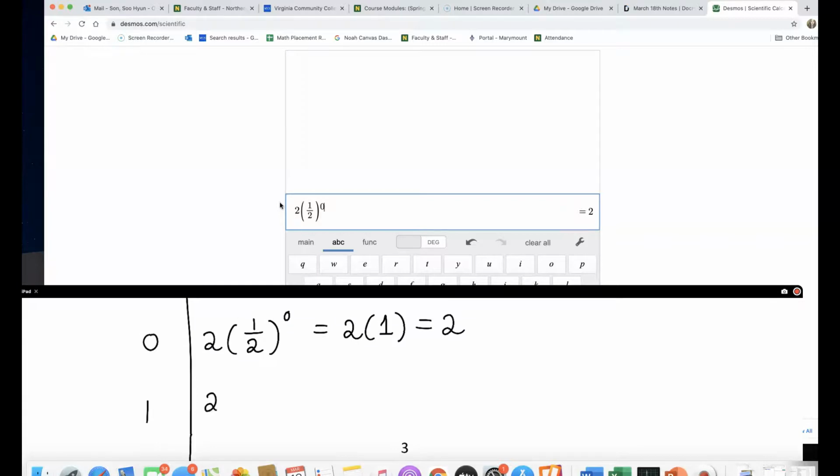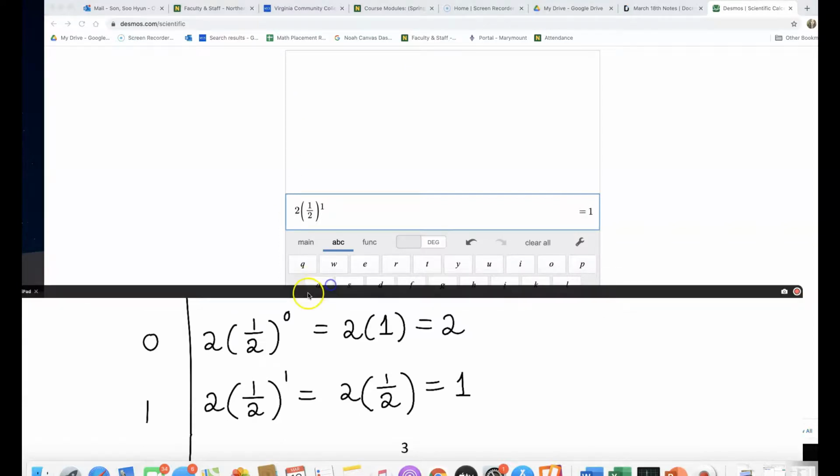Well, not that bad. 2 times half raised to the first power. Half raised to the first power is just itself, isn't it? So 2 times half is 1. And if you want to check it, you can check it on the scientific calculator.